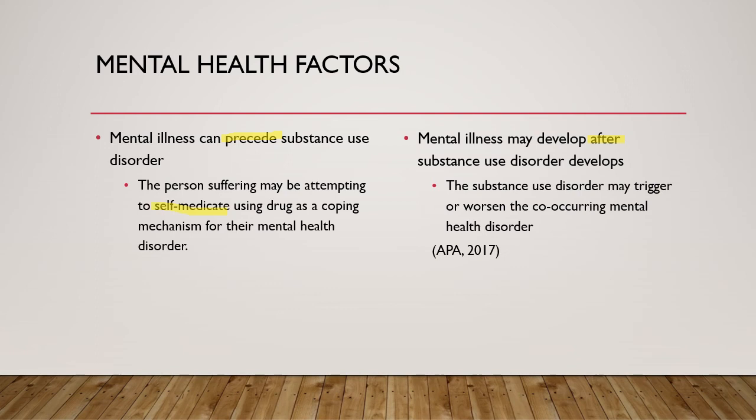So regardless of whether it starts first or second, the substance use disorder can trigger or worsen the co-occurring mental health disorder. By trigger we mean that would be in the case that substance use disorder develops first, and then it triggers or causes the mental health disorder. By worsen, we see that the mental health disorder may occur at first, and then the substance use actually will make the mental health disorder worse.